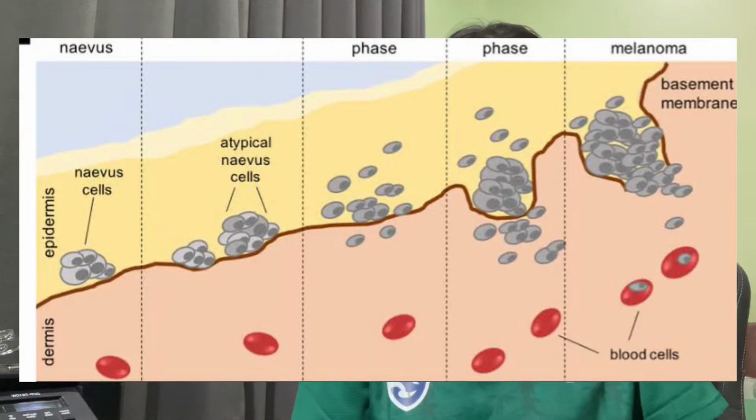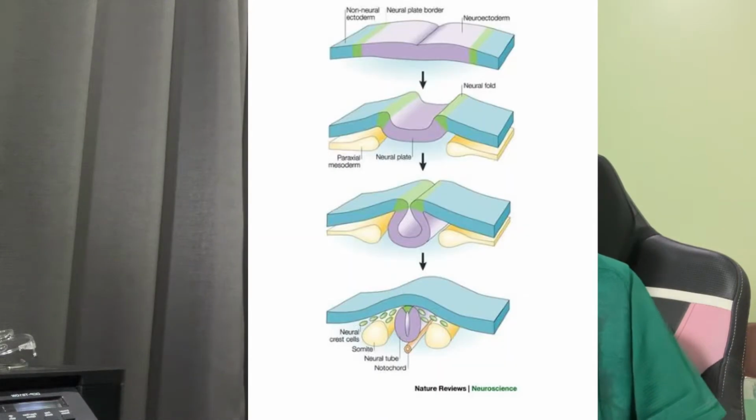And what is malignant melanoma? Melanoma is a malignancy arising from the malignant transformation of melanocytes. Melanocytes are derived from the neural crest. Therefore, melanoma, although derived from the skin, can develop in other locations where neural crest cells migrate, such as the gastrointestinal tract and the eye.